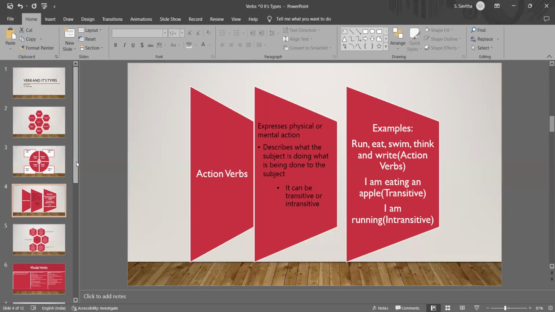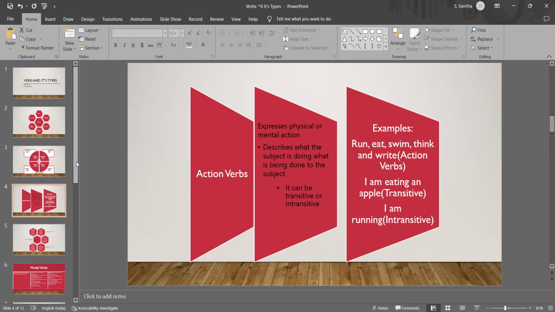The first one to begin with is the action verbs. They are a type of verb that expresses a physical or mental action that a subject can perform. These verbs, that is action verbs, describe what the subject is doing or what is being done to the subject. For example, run, eat, swim, think, and write. They are all action verbs because they express an action that the subject is performing.